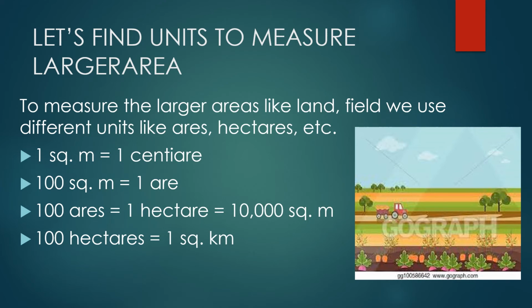I repeat here, children. 100 square meter area means what? A square, or you can say a rectangle, anything, is 10 into 10, that is a square only. If you take a 10 meter by 10 meter square, the area is 10 into 10, 100 square meter, that is called 1 acre. 100 acres if you count together is 1 hectare, that is 10,000 square meters, and 100 hectares is equal to 1 square kilometer. These are very interesting and new units for you, which are mentioned in your textbook also.